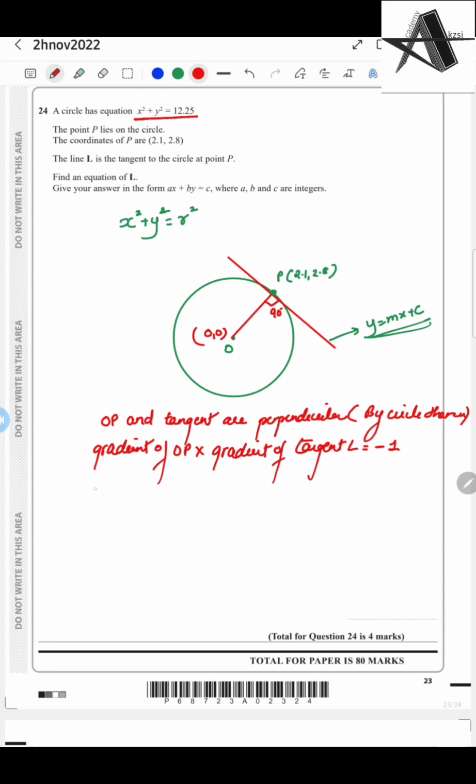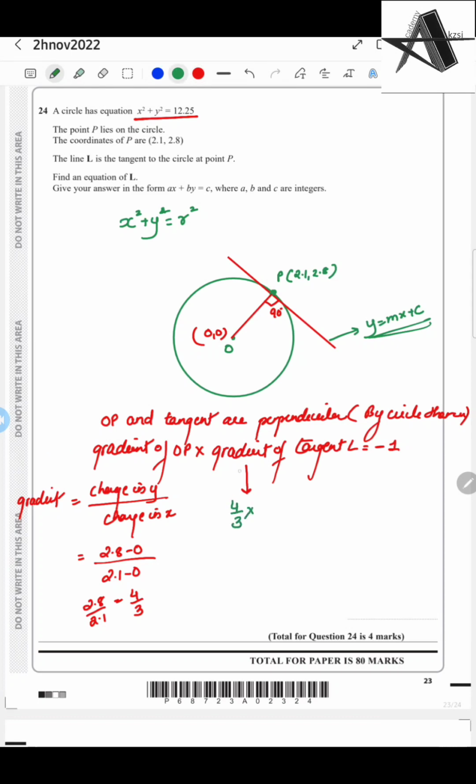So the gradient of OP will be change in y over change in x. Change in y is 2.8 minus 0 and change in x is 2.1 minus 0, which is 2.8 over 2.1, which can be simplified to 4 over 3. So now applying the perpendicular rule, the gradient of OP is 4 over 3 and the gradient of the tangent is m, with 4/3 times m equals -1. So the gradient is -3 over 4.